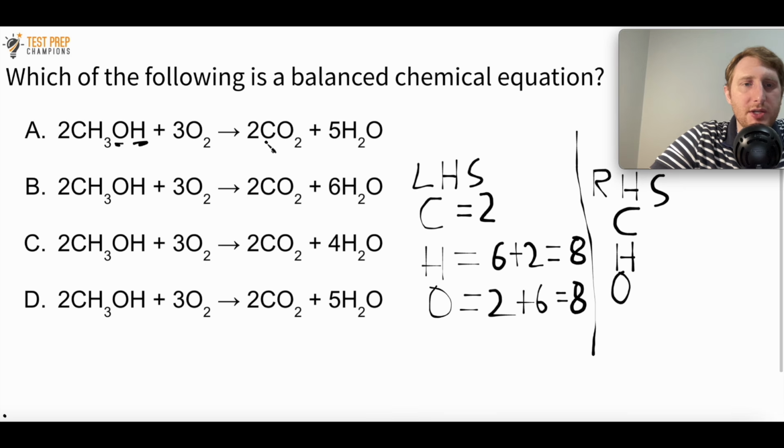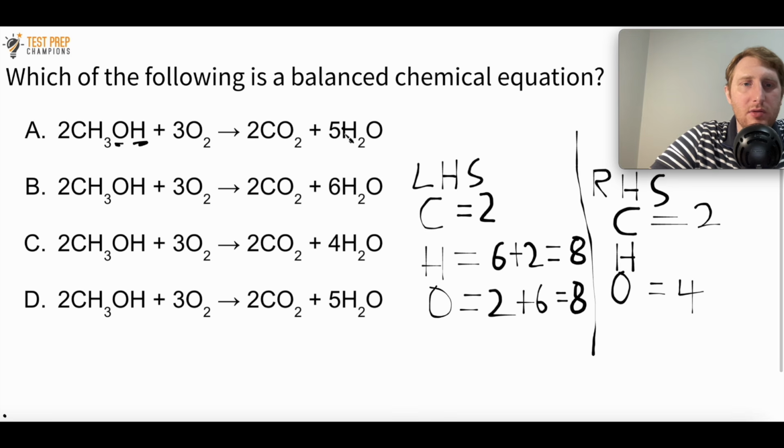So I've got 2 carbons, right? Because I see I've got a C here and this 2 out front. 2 times 1 is just 2. And so now I've got this O right here and this little 2 down here. But I have this 2 out front, so I do 2 times 2, which gives me 4.